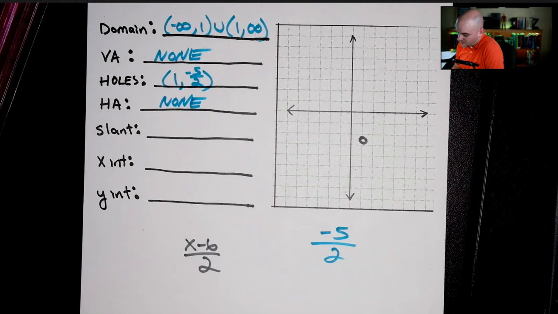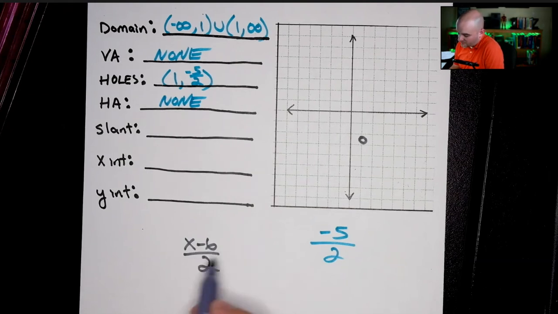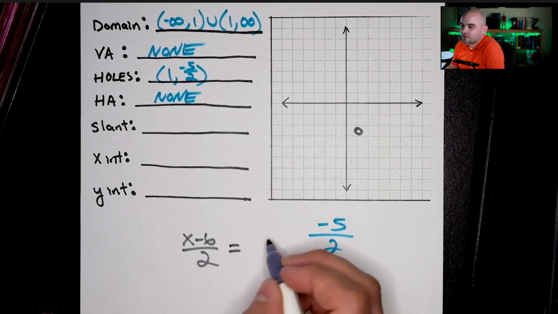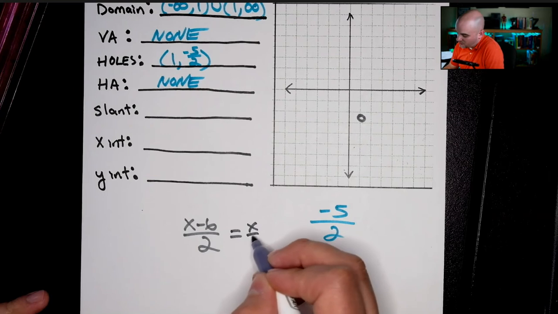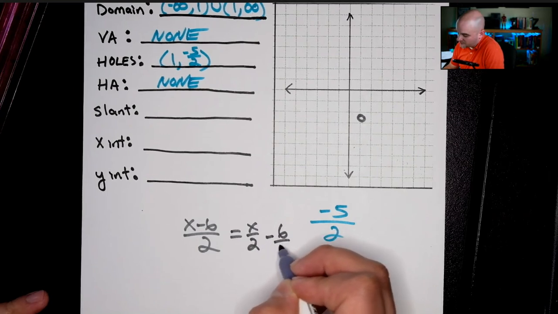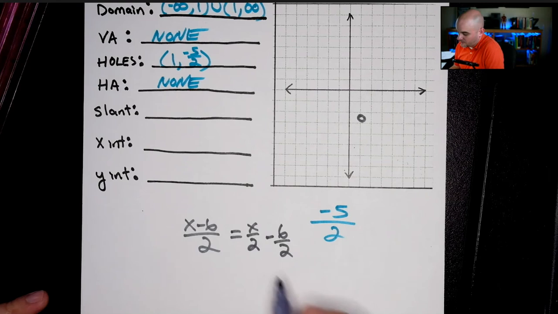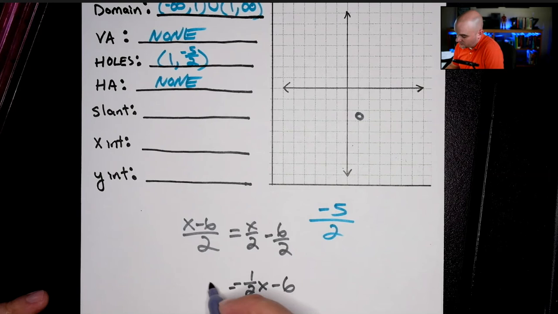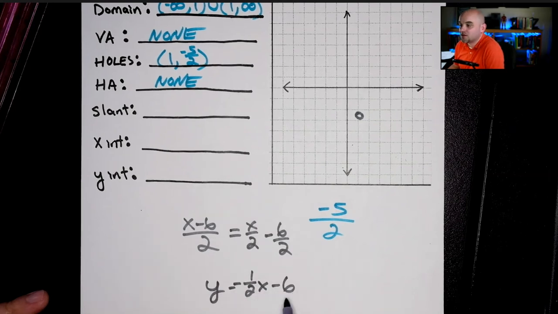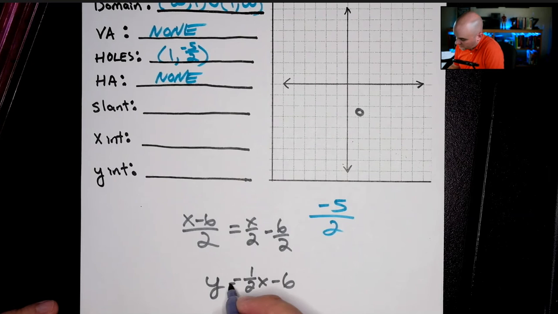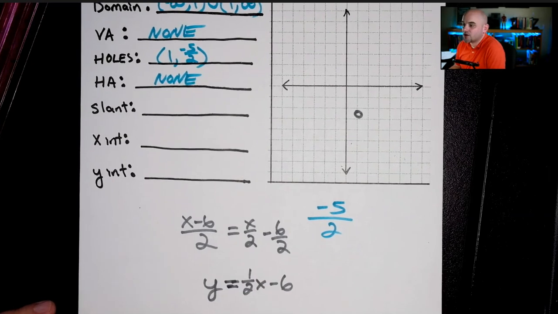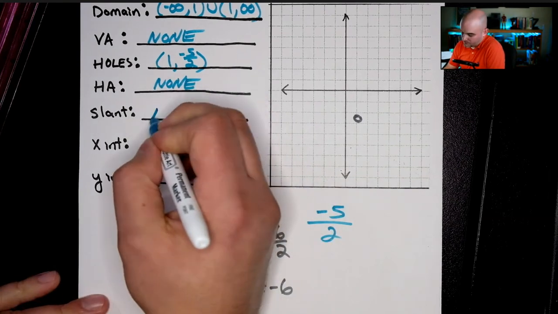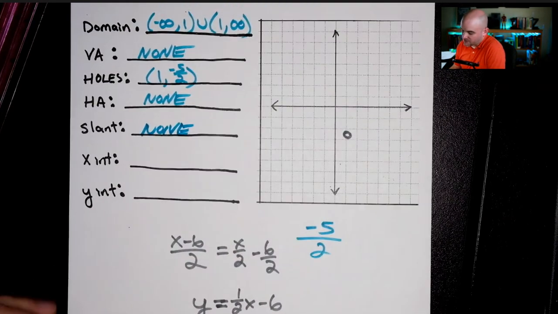So the next question is, do we have, well, actually, let's just go ahead and simplify this. So if you look at it like this, that's the same thing as saying x over 2 minus 6 over 2. And x over 2 is another way of saying 1/2 x minus 6. So this is the equation right now. It's a linear equation, and so there's no slant asymptote, because it canceled out to something linear.